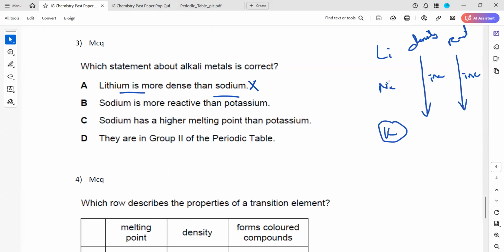As we go down, the reactivity increases. So potassium is more reactive. Sodium has a higher melting point than potassium. Yeah, that's correct. Because as we know, the melting point decreases as we go down the group. So lithium will have the highest melting point in the group, followed by sodium and then potassium. So sodium has a higher melting point than potassium. That's right. So C will be the right answer for this.